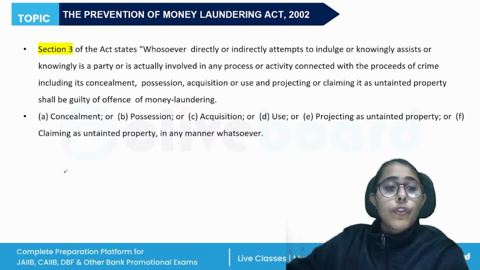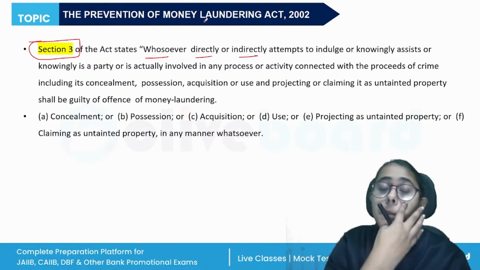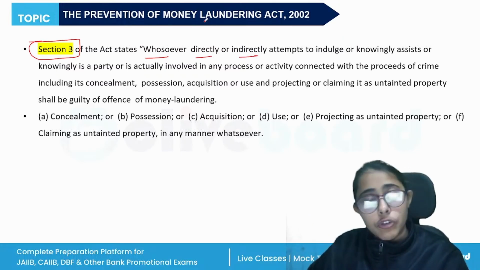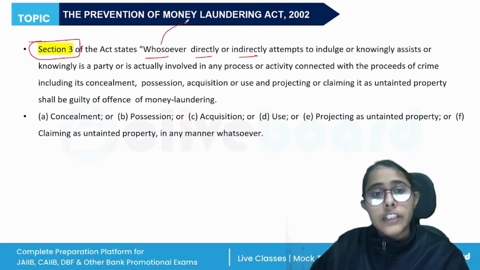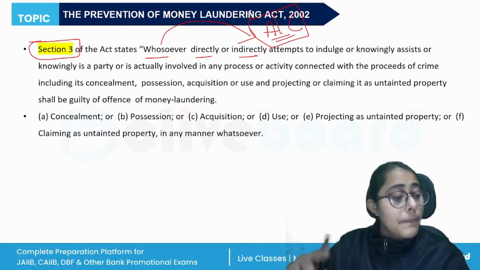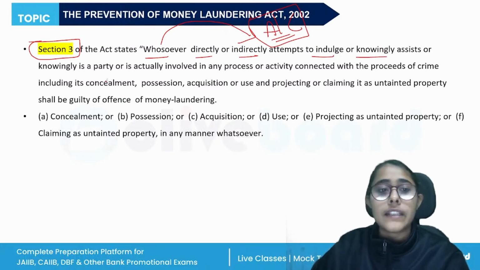All right. So foremost, section 3 of our act states that whoever directly or indirectly. Now let's say a person is involved in an illegal activity and they're generating money out of it, and then they transfer those receipts into an account of their relative, so that relative will also be held responsible. This is an amendment that has been made. So whoever directly or indirectly attempts to indulge or knowingly assists or knowingly is a part or is actually involved in any process or activity connected with the proceeds of crime.